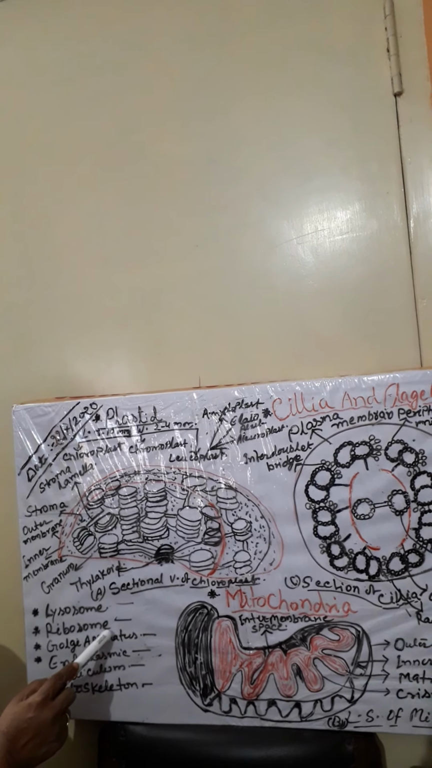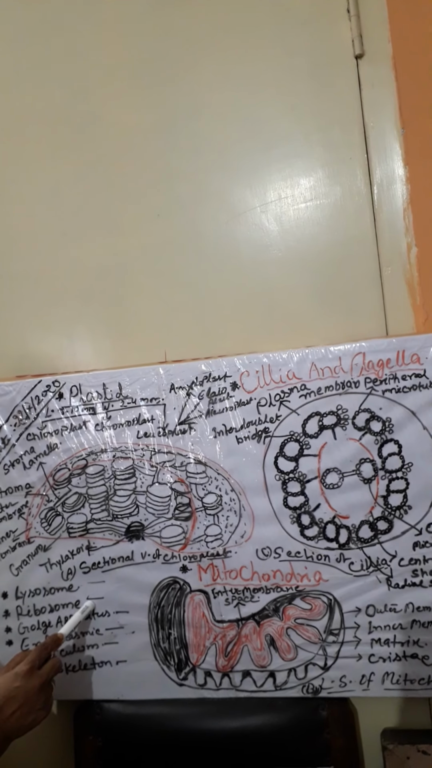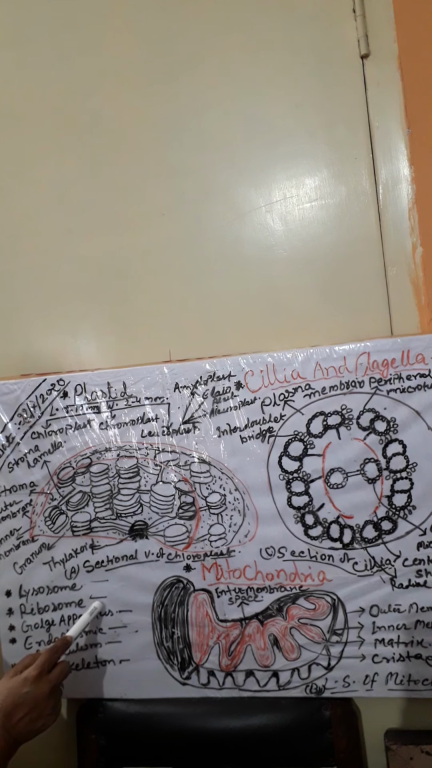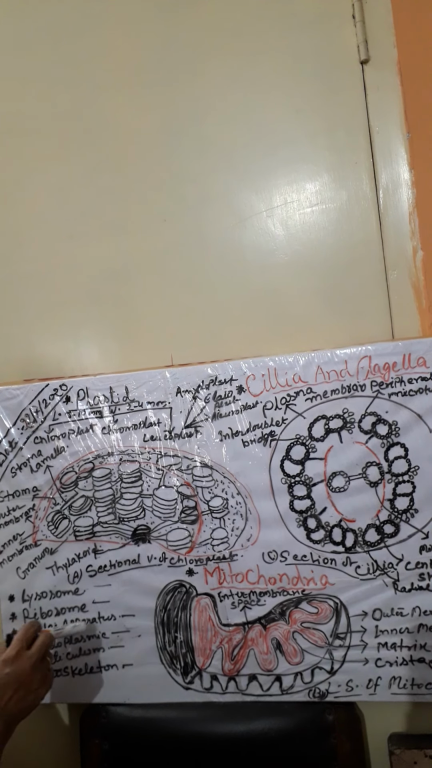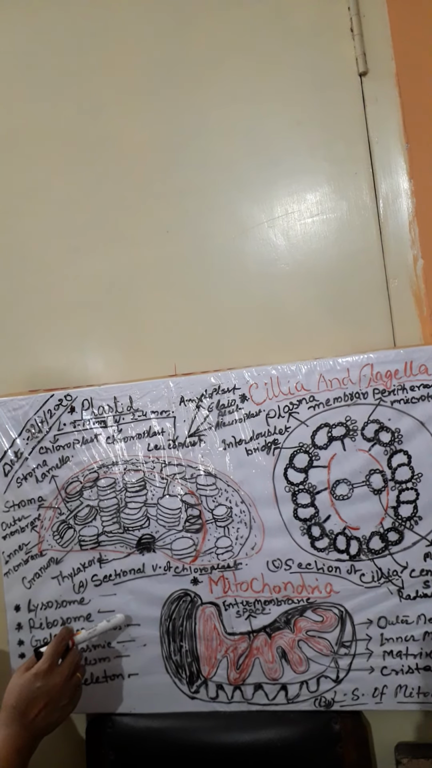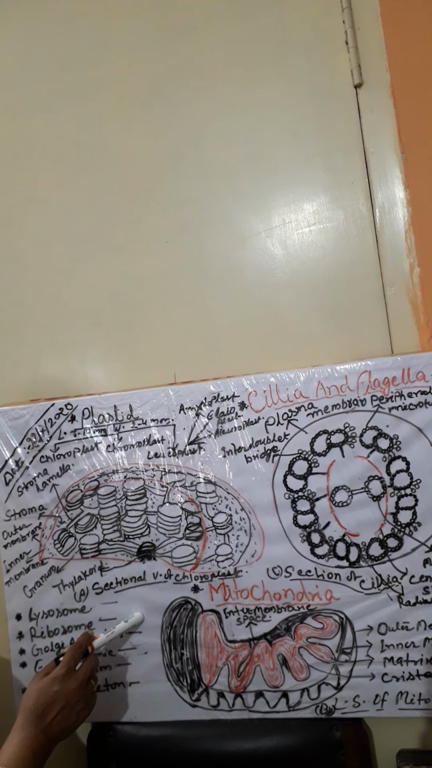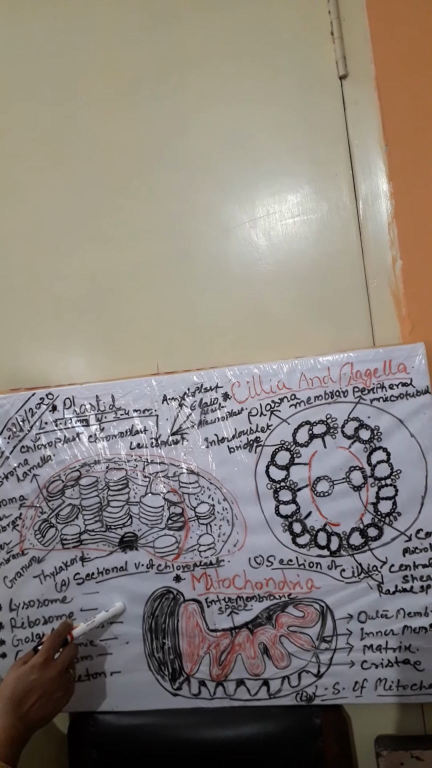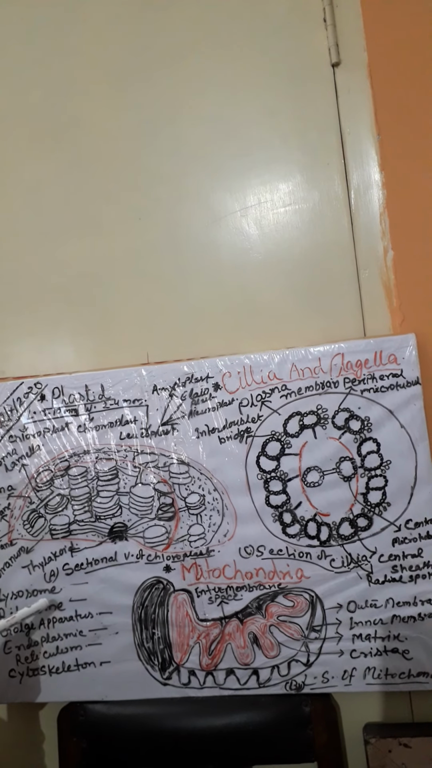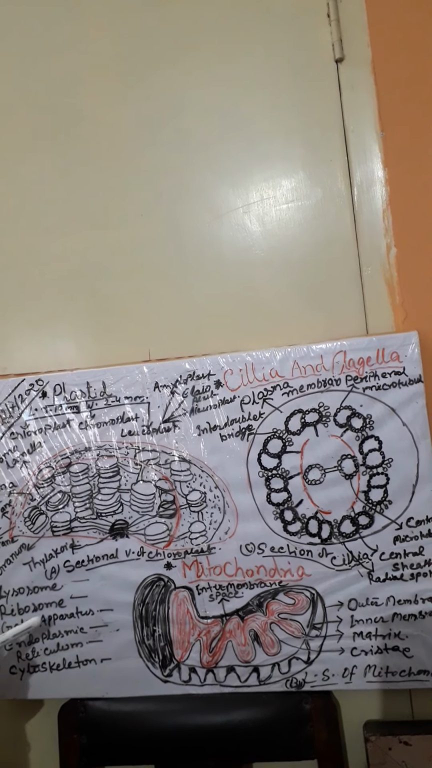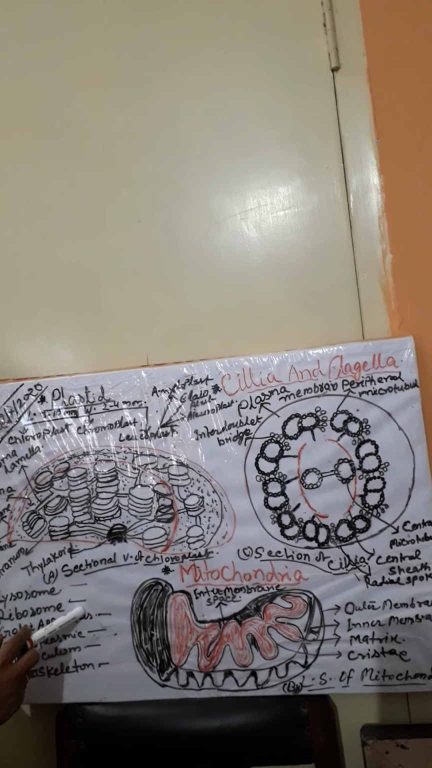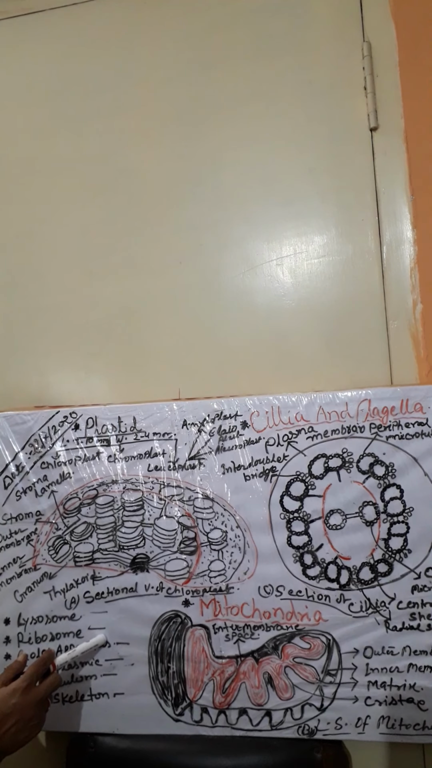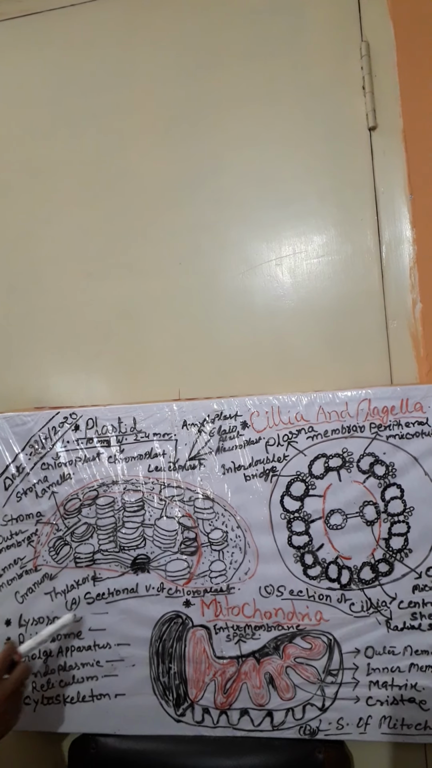Ribosomes are the granular structures first observed under the electron microscope as dense particles by George Palade in 1953. They are composed of ribonucleic acid and proteins and are not surrounded by any membrane.